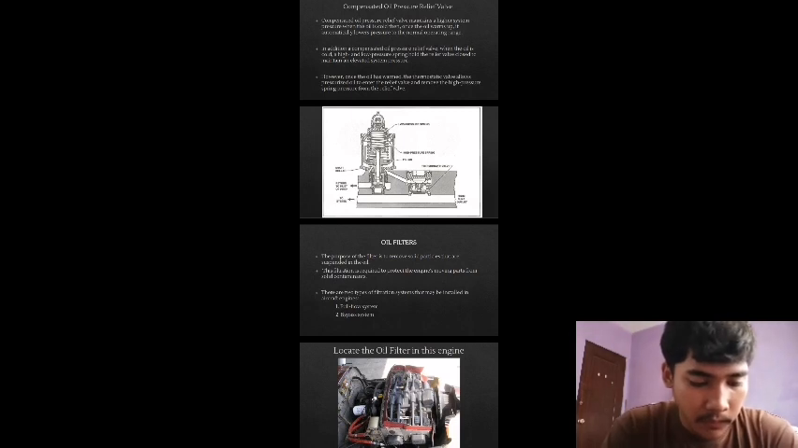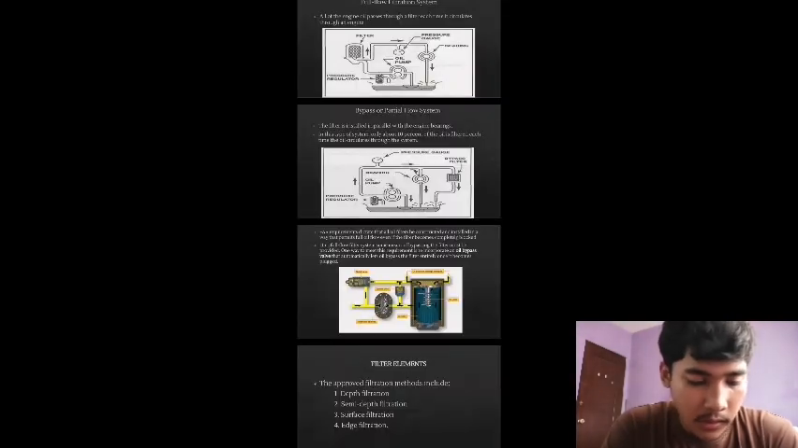Deep type filters are very effective because the large number of fibers used have the capacity to trap a large quantity of contaminants.